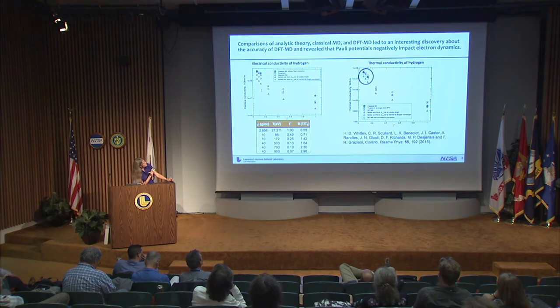And the result of that work was that we actually traced that down to an issue with DFTMD. We think when you get to very high temperatures, the actual pairwise collisions of the electrons aren't properly accounted for in quantum molecular dynamics. You actually have to do something to account for those collisions. And that was work that Chris Scullard did. And here's a better plot of that.